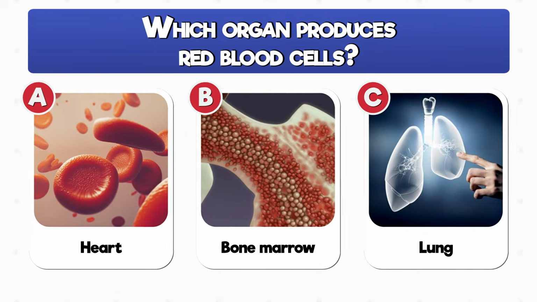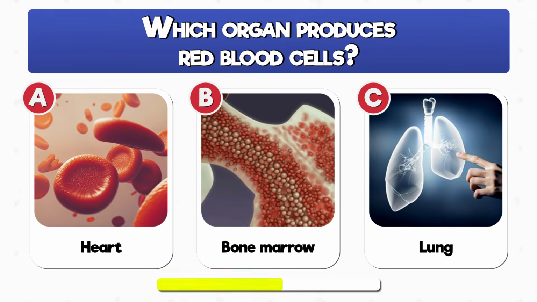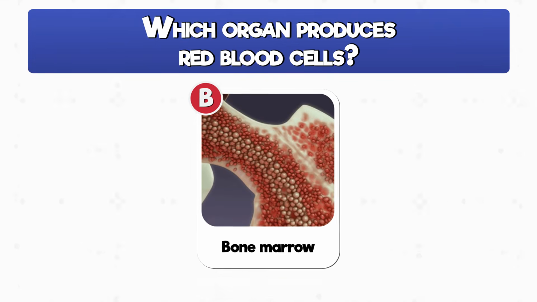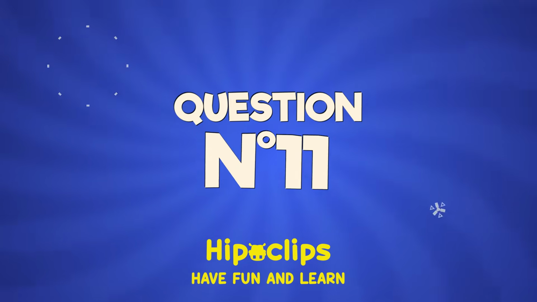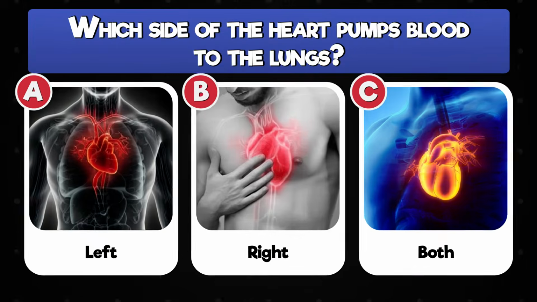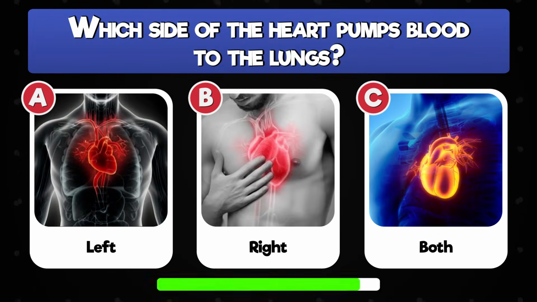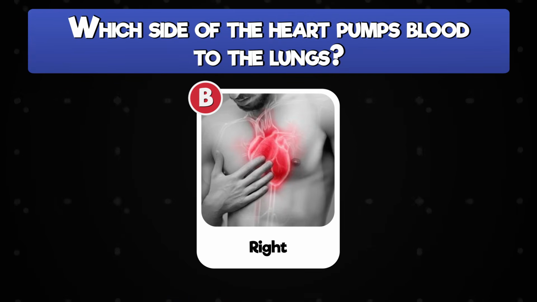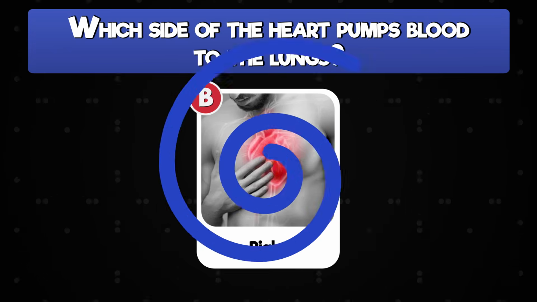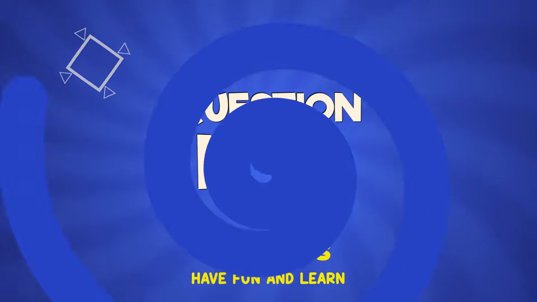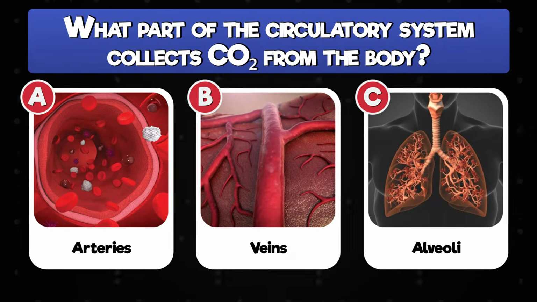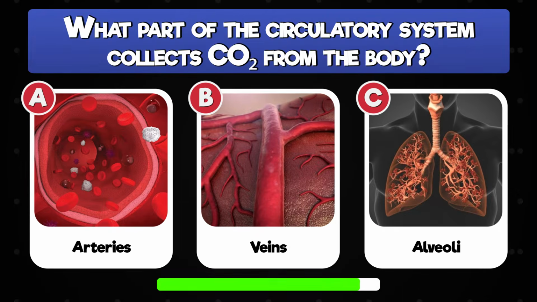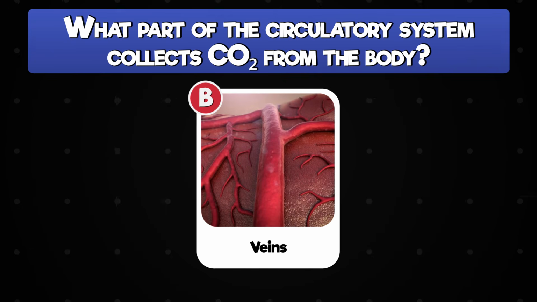Which organ produces red blood cells? The bone marrow. Which side of the heart pumps blood to the lungs? The right side. What part of the circulatory system collects CO2 from the body? Veins.